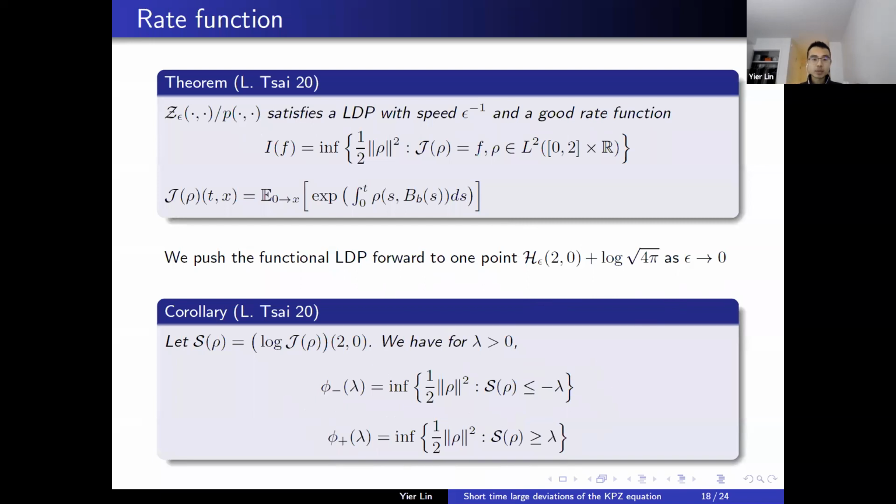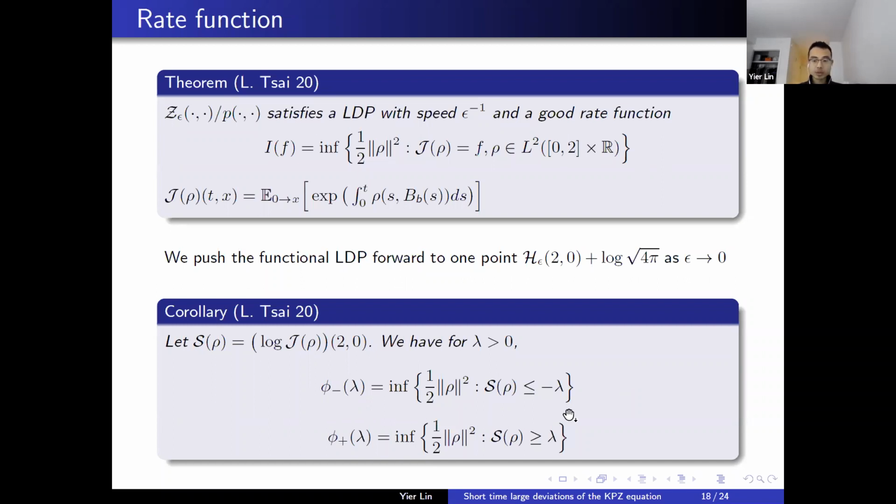So basically, we have established the one-point large deviation for the KPZ equation in the weak noise regime, which is equivalent to the regime we considered at the beginning where time goes to 0. Okay, and we have an expression for the rate function.